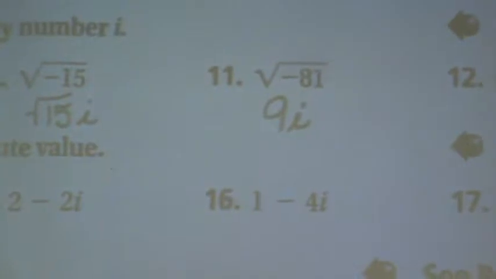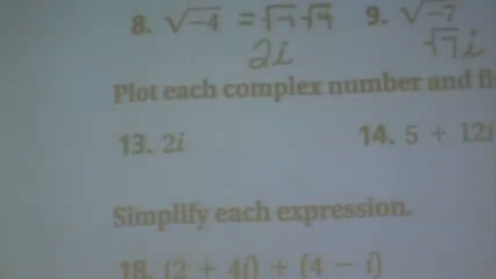Number 10, the square root of 15 is square root of 15, and the square root of -1 is i, so it's the square root of 15i. And for number 11, the square root of -1 is i, and the square root of 81 is 9, so it's 9i. In questions 13, 14, 15, and 16, I'm sorry, we forgot number 12.